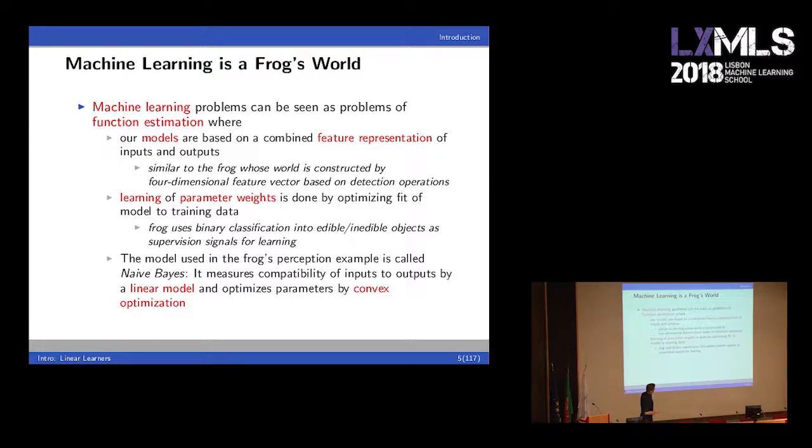The frog uses, he doesn't, but we are assuming he uses binary classification into edible and inedible objects as supervision signals for learning. So a machine learner who models the frog's perceptual system would do this. The model we used for modeling the frog's perceptual system is called naive Bayes. We will shortly learn about it. It's a linear model, so all the models I'm talking about in this lecture are linear models, and the learning is done by convex optimization.